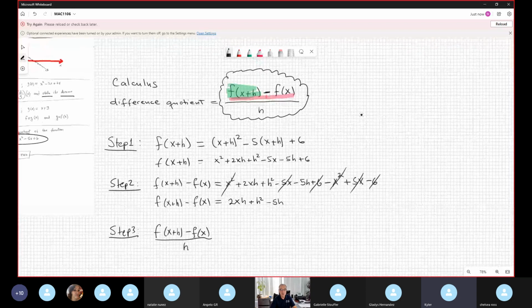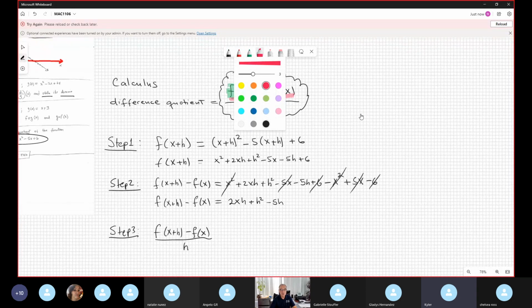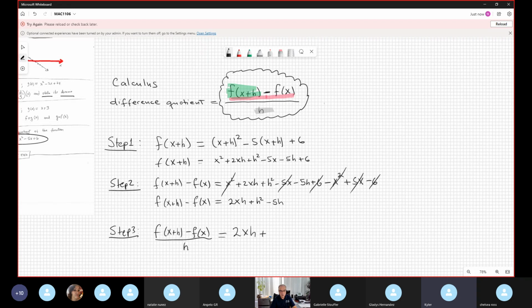The last step is dividing by h. But dividing by h is super easy because it's a polynomial divided by a monomial. When you divide by a monomial, you divide term by term, separately if you want. This h is squared, so basically one h is cancelled. It gives 2x plus 1h, because h squared divided by h is h, minus 5. Boom. And this is the final answer.